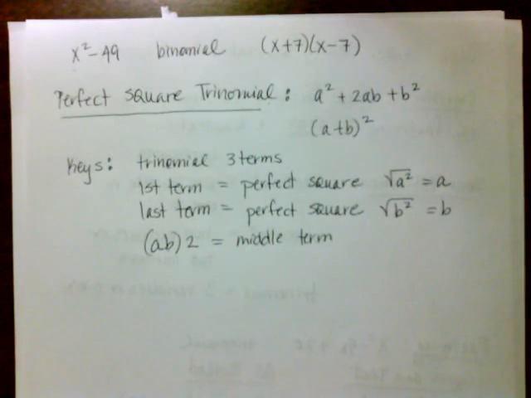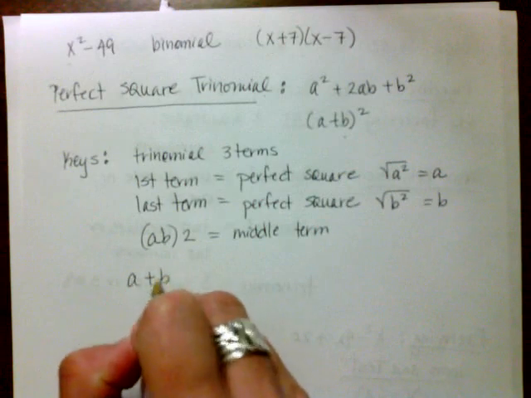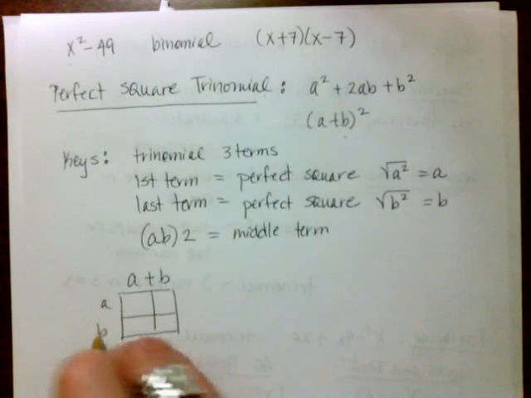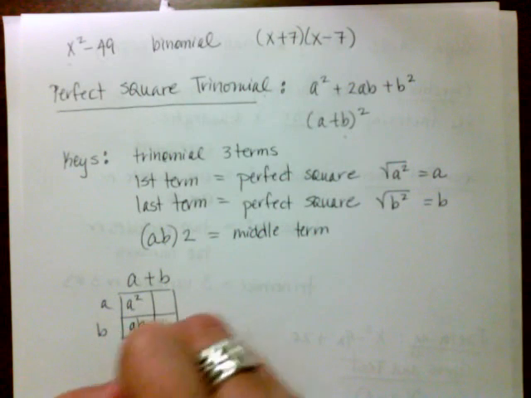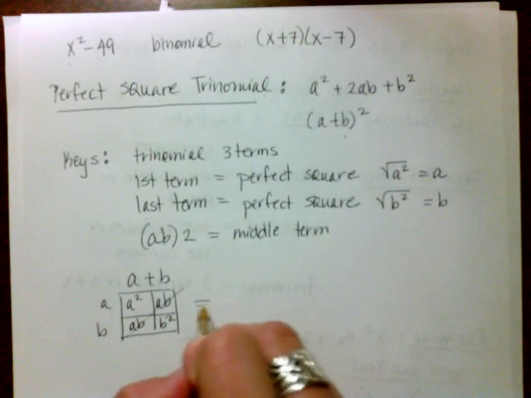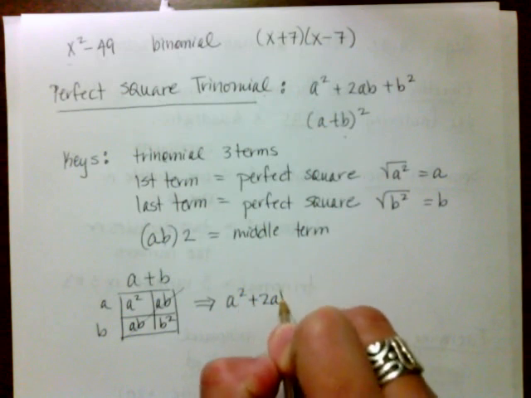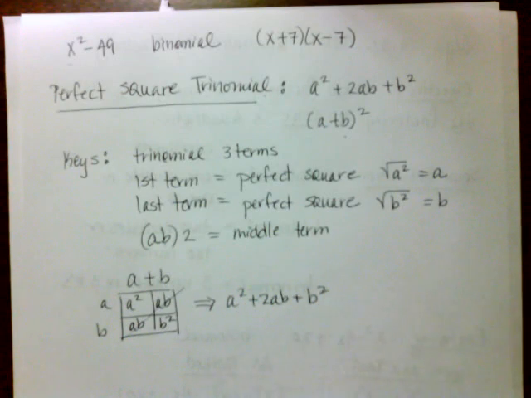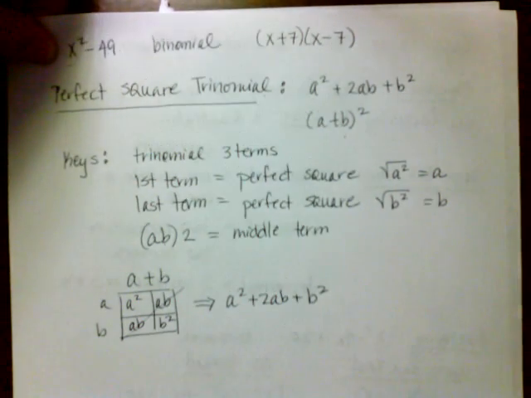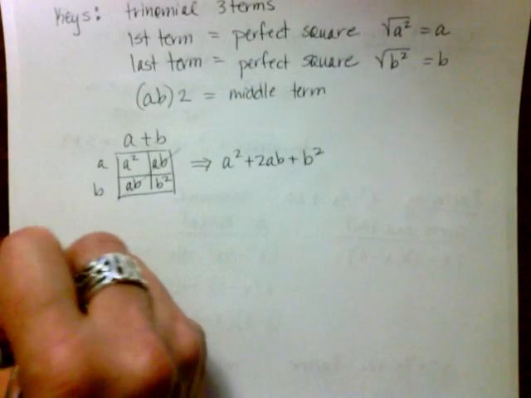Okay, and just to show you that the factor actually works, if I expanded that using our little box that we've been doing just to illustrate, I would get a squared, ab, and b squared. When I combine my like terms along the diagonal, I would get a squared plus 2ab plus b squared. So if a trinomial meets the criteria, it's a very fast way to factor. All right, so let's do a couple of examples.